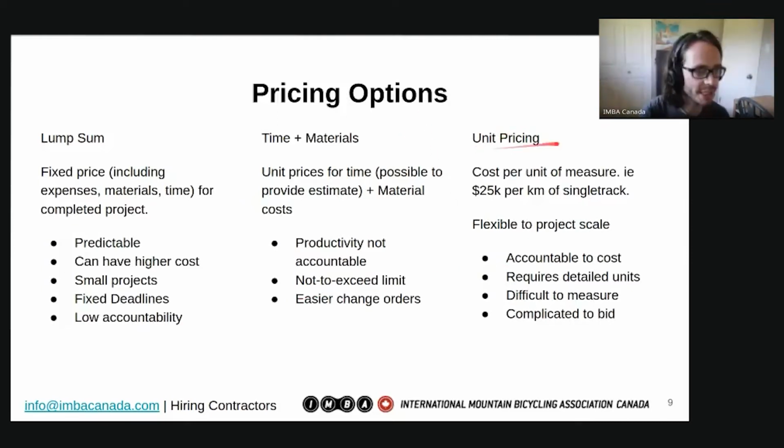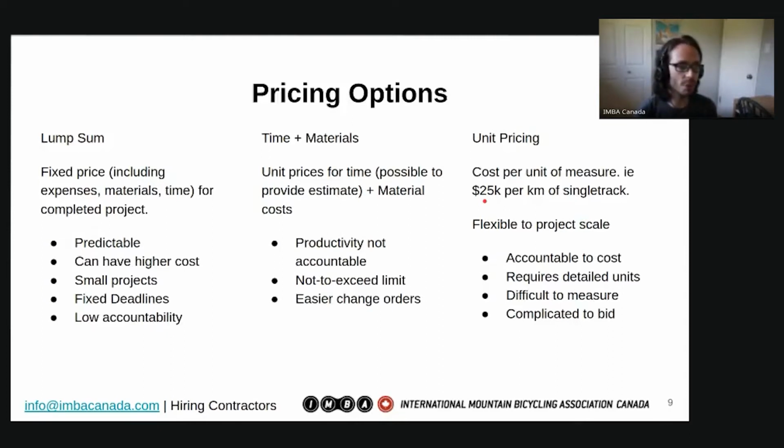And finally, unit pricing. This one can be the most challenging, but for large projects, it could be the most rewarding. This is cost per unit of measure and not a time unit of measure, but for example, $25,000 per kilometer of single track. In this instance, you know exactly how much the project will cost in the end because you have an idea of how much trail you're trying to purchase. And maybe that does change based on recommendations to alter the trail, any kind of change orders that would require a change in the amount of trail, but it's pretty flexible for the contract owner.